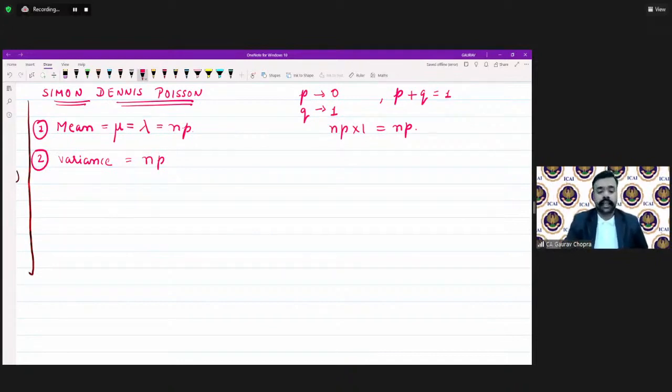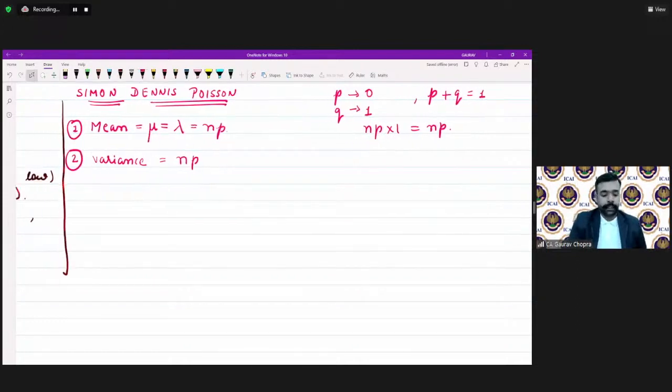So variance is n multiplied by p. The third one is standard deviation. The third formula is for standard deviation. It is simply the square root of n multiplied by p. So these are the three formulas.